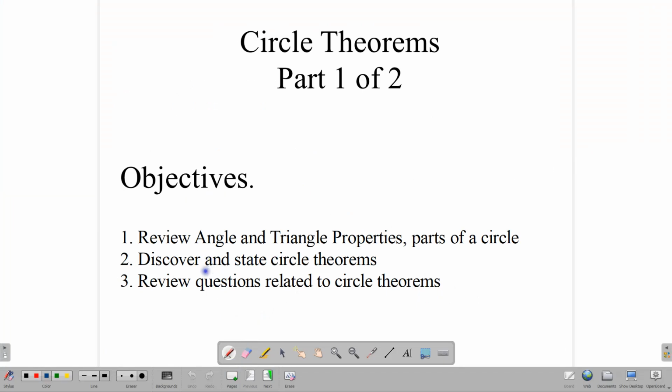Today we are talking circle theorems. This is part one of a two-part lesson. In this lesson, we are going to review basic angle and triangle properties, as well as parts of a circle, to discover and state the circle theorems and review questions related to circle theorems. We're not going to do all of them today. We're going to go through three of those theorems. And in the next lesson, we look at cyclic quadrilaterals and tangents to complete the set of circle theorems.